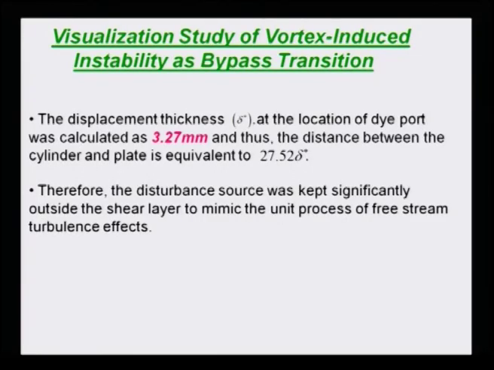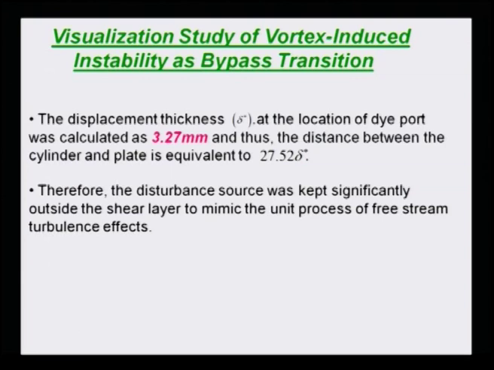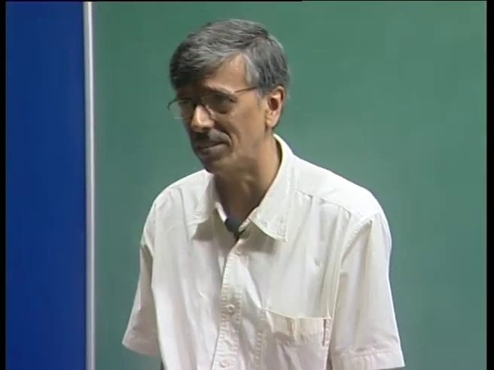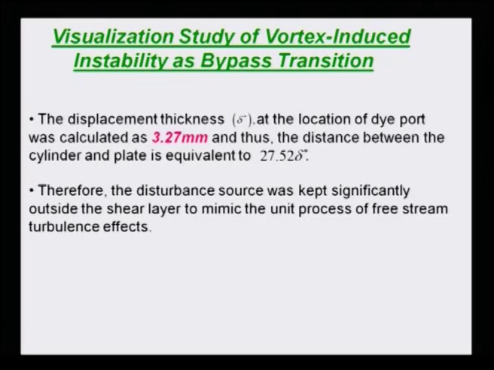And to understand the health of the underlying shear layer, we measured the displacement thickness at the location of the dye port. This is very thin, about 3 millimeter. So if you now calculate the distance between the bottom plate and the convecting vortex, that is about 30 delta star. So it is truly a free stream excitation, right? When I keep it at 90 mm. If I bring it down to 60 mm, it will come down, or I can take it up to 120 mm. So this is what we are saying, that we want to mimic the unit process of free stream turbulence. So we are trying to study that.